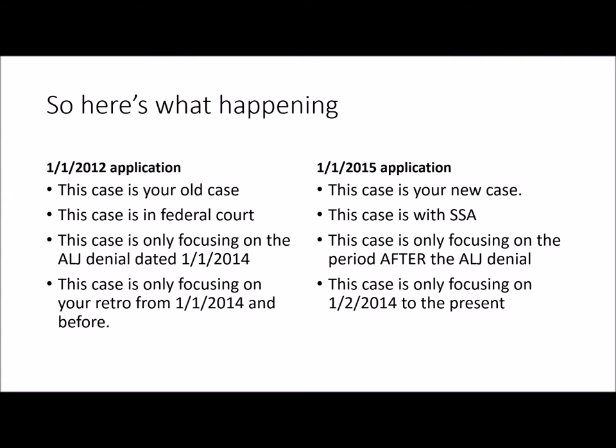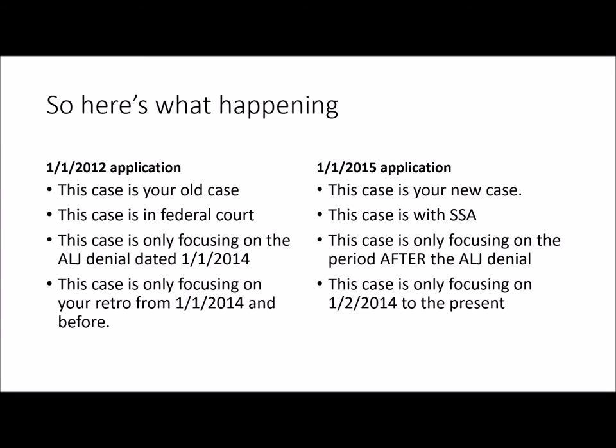So see how the two kind of mirror up? So you've got really two periods of disability. Remember now, this is just a rough one, so I don't want anybody to think this absolutely applies to everyone's scenario. But this is kind of the rough and ready of how it looks. So you've got a January 2012 application, a January 1, 2015 application. Two periods of disability that they're looking at.